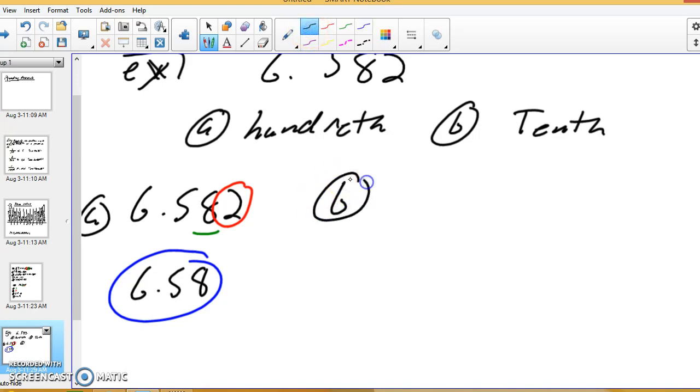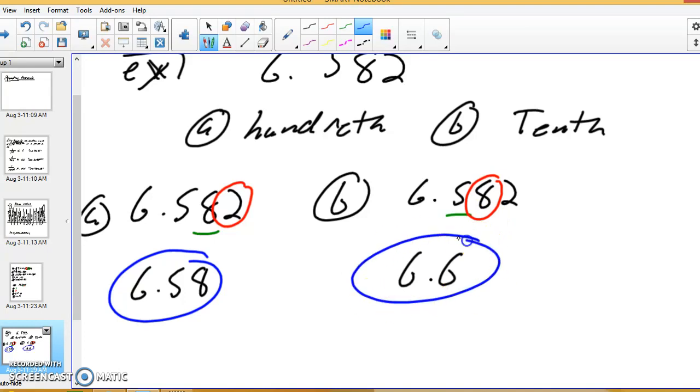And then B, we're going to round it to the nearest tenth, 6.582. So first, identify what is in the 10th digit, which is 5. Next, identify what is in the digit to the right, which is 8. 8 is greater than 5, so we're going to bump the 10th digit up, so that's 6.6. So 6.582 rounded to the nearest tenth is 6.6.